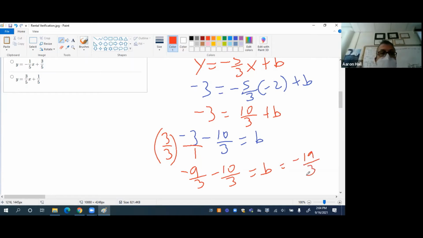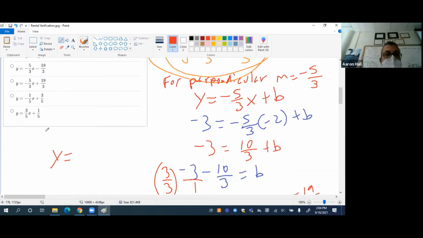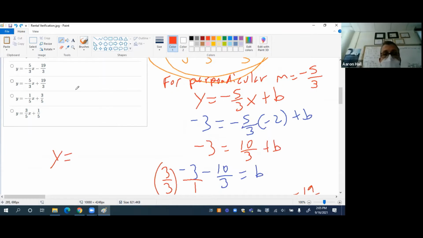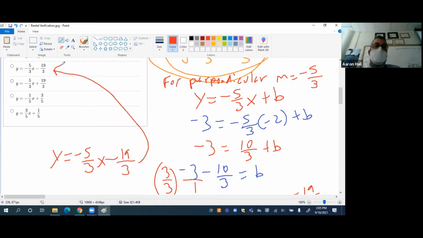Negative 19/3, all right. So what's our equation then? The equation is the one that's perpendicular to this equation here, and it goes through this point right here. That's going to be what? We have y equals what? Which is right here, right? Okay, cool. Good job. Any questions about this one?